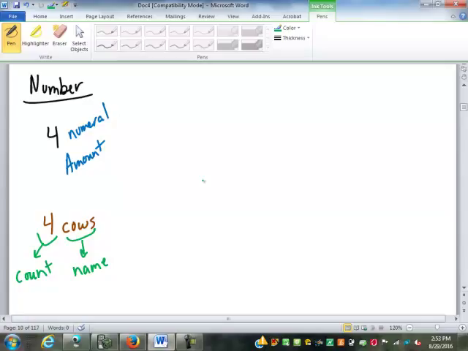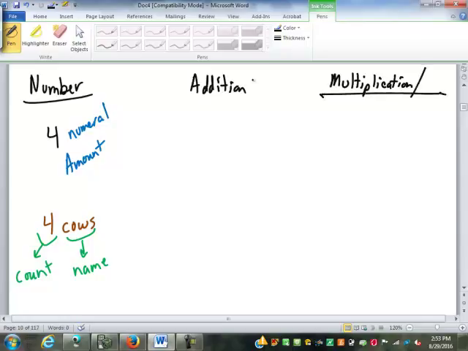But the two parts of a number, that label or that name, is very, very important in how it interacts with our math operations. So let's take a look at our two most basic math operations, which are addition and multiplication. You might be thinking, where did subtraction go? I thought addition and subtraction were our most basic. Well, if you get really deep into number theory and math theory, subtraction isn't an operation. It's part of addition.